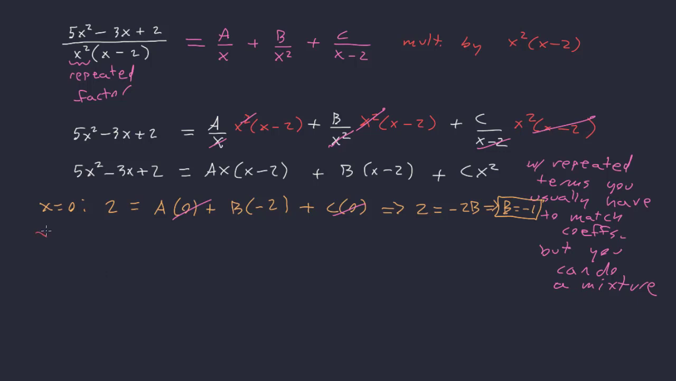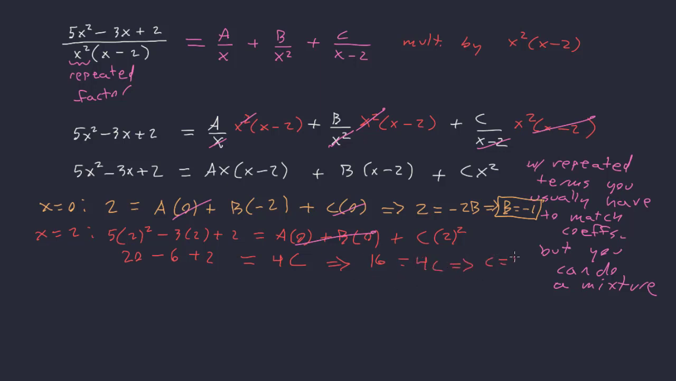Okay. Now our next strategic value would be 2, because 2 will cancel this and leave this c. All right, so we'll get 5 times 2 squared minus 3 times 2 plus 2 is equal to a times 0, because that 0's out there, plus b times 0, plus c times 2 squared. Okay, so it cancels these two guys out, but leaves a c. All right, so far, pretty much the same. Right, so here we'll get 5 times 4, so that'll be 20 minus 6 plus 2 is equal to 4c. Okay, so that will be a 20 minus 4, so that will be a 16 is equal to 4c. So when we divide through, c is equal to 4.